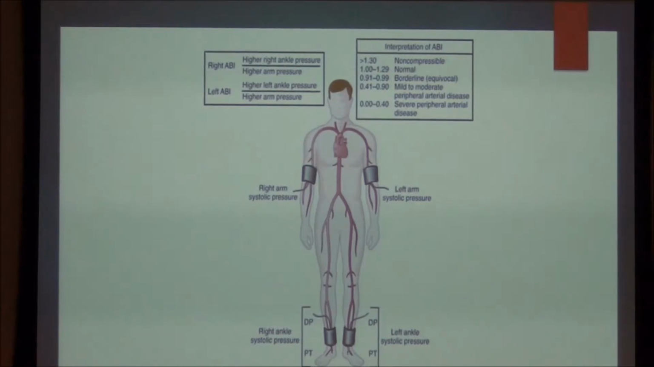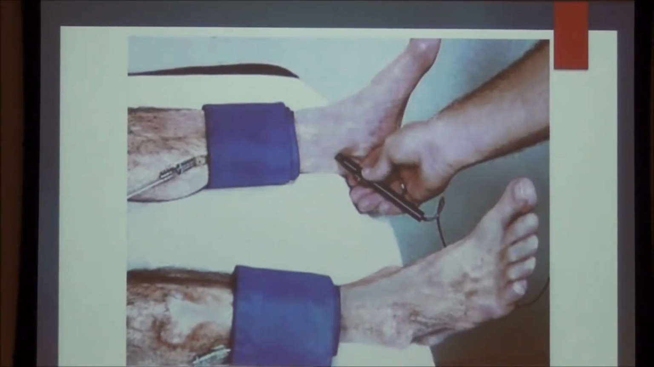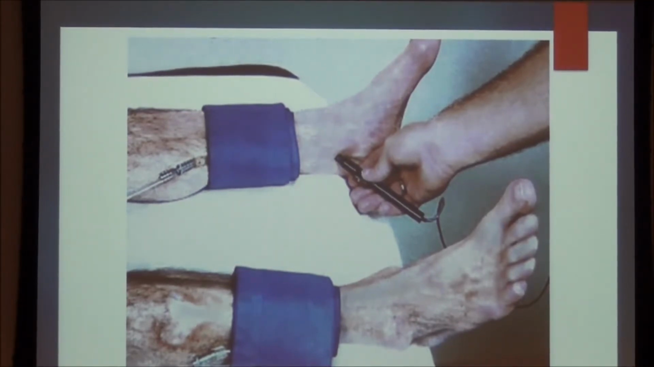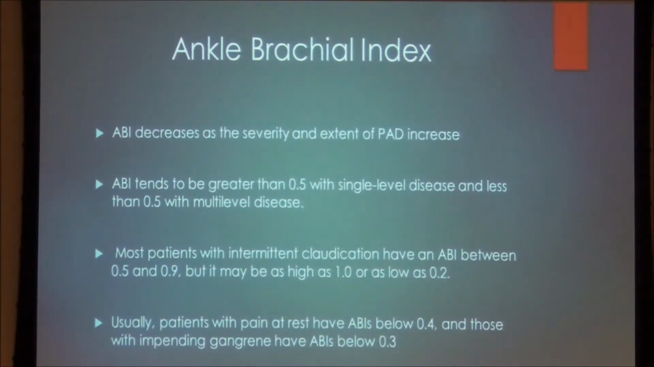0.9 to 0.99 is borderline, and anything below 0.9 is abnormal, and severe peripheral arterial disease is when it's below 0.4. Usually that's when the tissue loss starts and there's not enough perfusion to the periphery. This is showing how it's done, and it should be done on dorsalis pedis and posterior tibialis. And as the severity and extent of peripheral artery disease increases, the ankle brachial index will decrease.